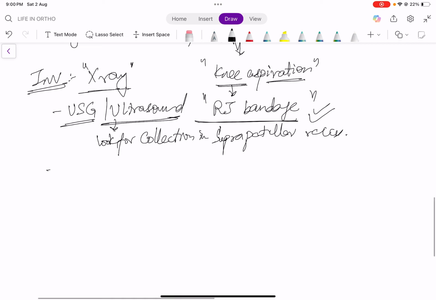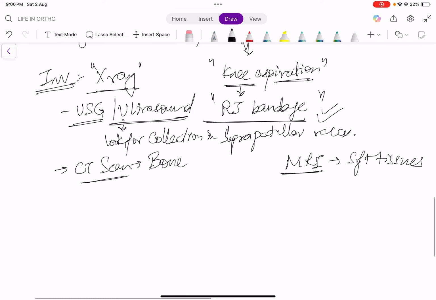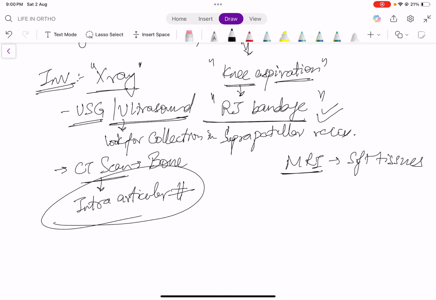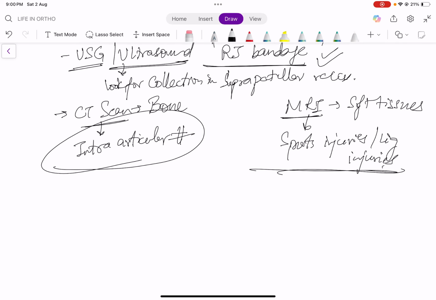Then, CT scan in cases of fractures. CT scan is for bone, MRI is for soft tissues. So in order to assess any intra-articular fractures, you do a CT scan. For sports injuries or ligamentous injuries, you do an MRI. And then another one is called diagnostic arthroscopy.